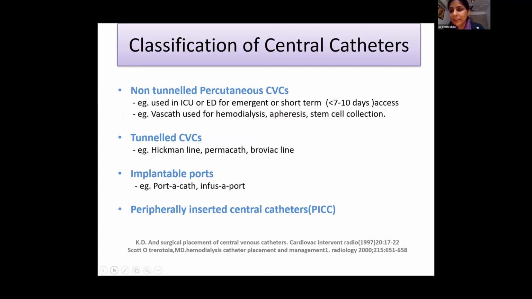Coming on to the next set of catheters, which are the central venous catheters. Now, in the oncology setup, these central catheters are used very commonly to deliver the chemotherapy substances. Central venous catheters are available as non-tunneled percutaneous central venous catheters, and tunneled central venous catheters. There are also implantable ports, and then there are peripherally inserted central catheters.